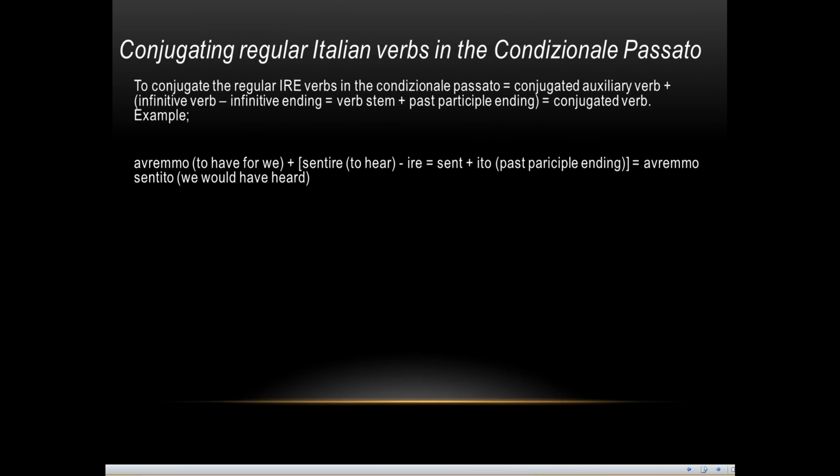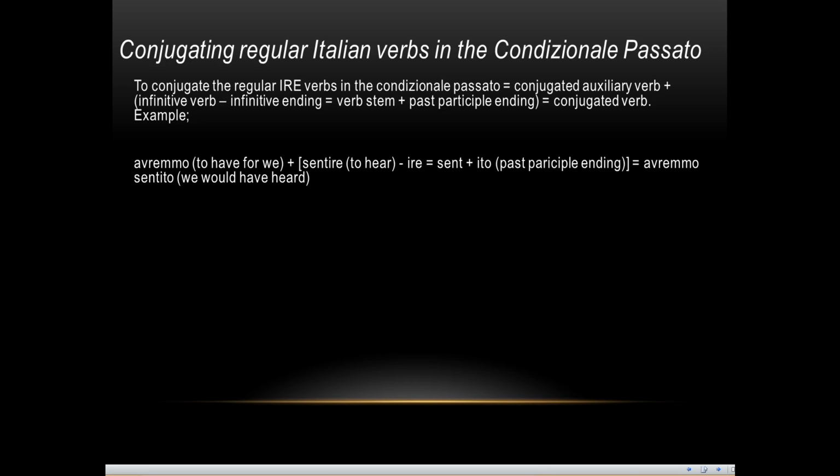And finally the IRE, which follows the exact same pattern. You have the conjugated auxiliary verb. You take the infinitive verb, make it into a past participle by dropping the infinitive ending, adding the past participle ending. So let's look at sentire.